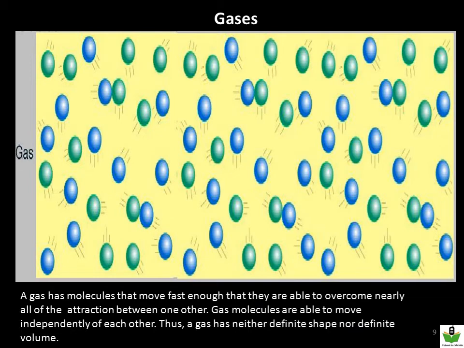Now, we are going to learn about gases. A gas has molecules that move fast enough that they are able to overcome nearly all of the attraction between one another. Gas molecules are able to move independently of each other. Thus, a gas has neither definite shape nor definite volume.